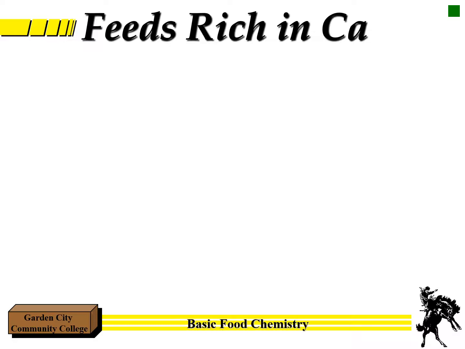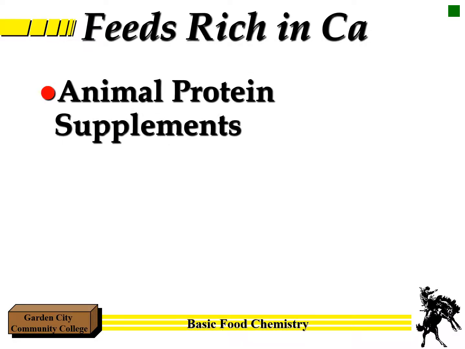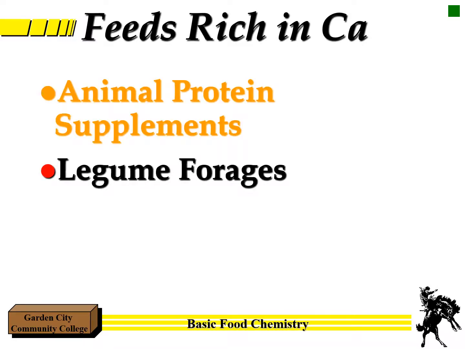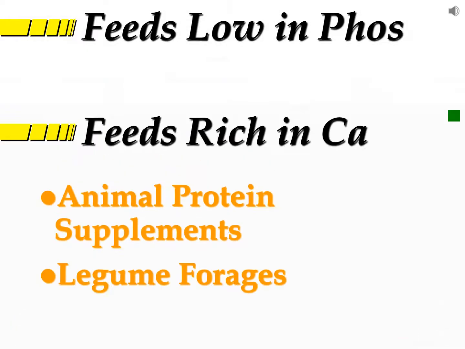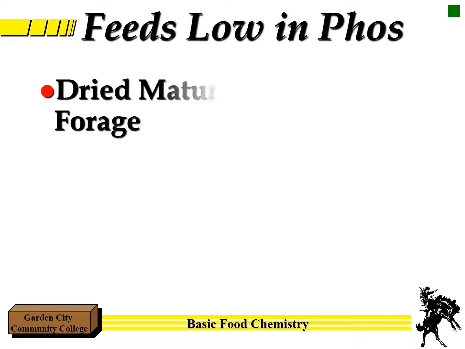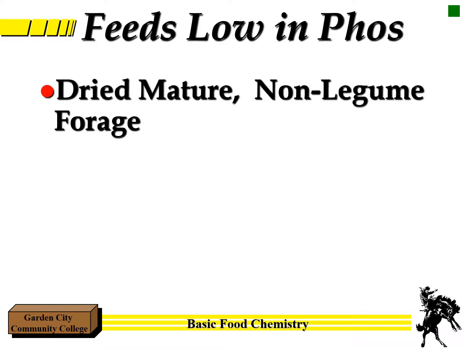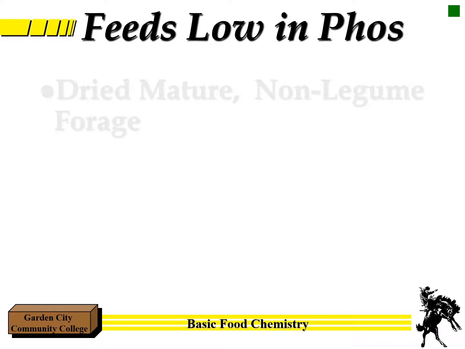But those items that have pretty good sources of calcium include any animal protein supplement. So great for humans, not so good when you want to consider feeding animals. But legume forages are pretty rich in calcium, so that's why, if you think about a lot of feedyard rations or dairy rations, they would have alfalfa. Well, alfalfa is a legume, so it's actually pretty good in calcium and helps to balance out that ratio. Things that are low in phosphorus would be a dried, mature, non-legume type of forage, and that's about it.